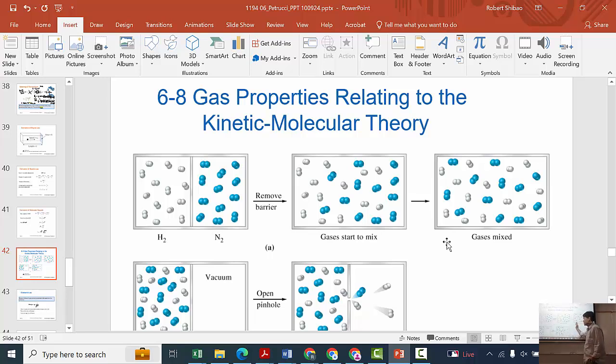Anyway, this is entropy driven. Entropy is going from a state of more order, so this is more ordered, the hydrogen on the left, nitrogen on the right, to a more disordered state. And so this would be entropy driven here.